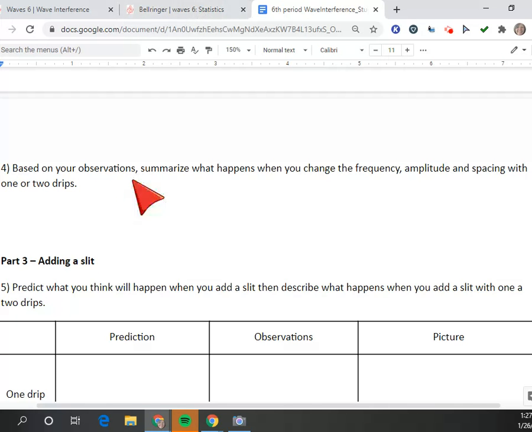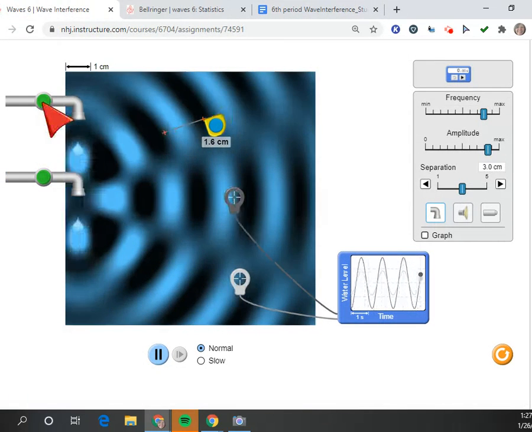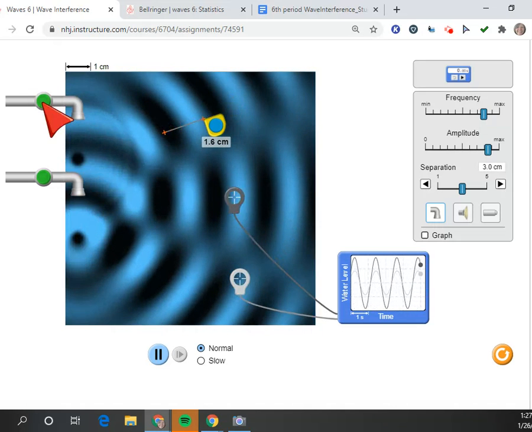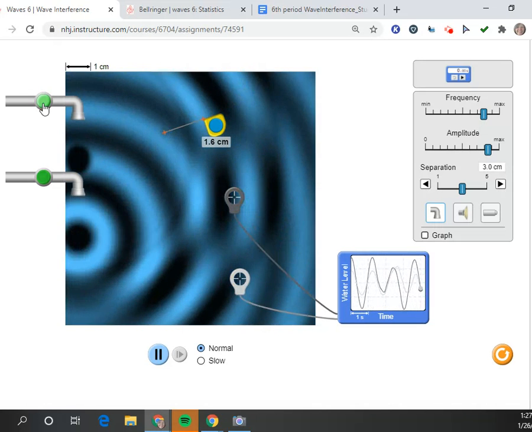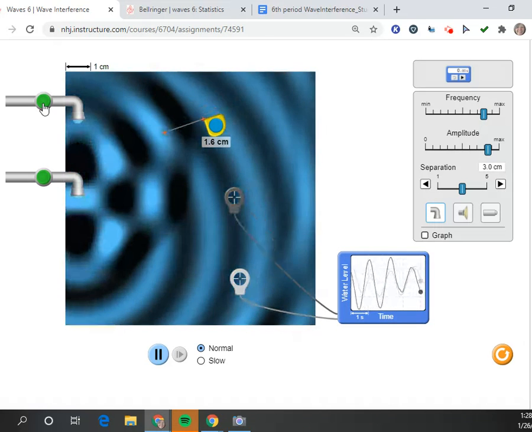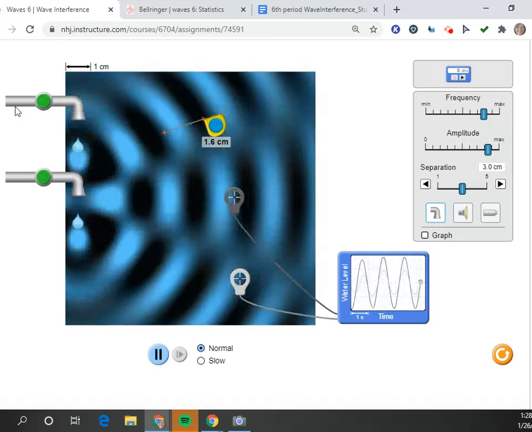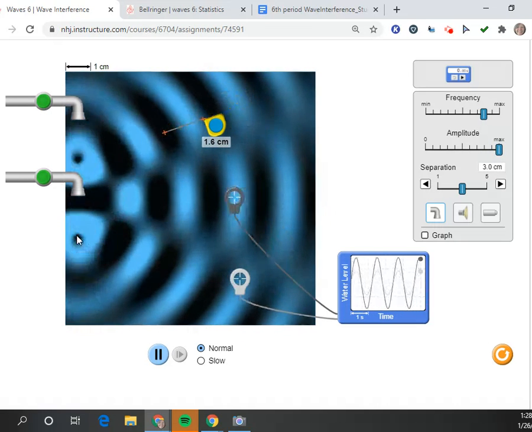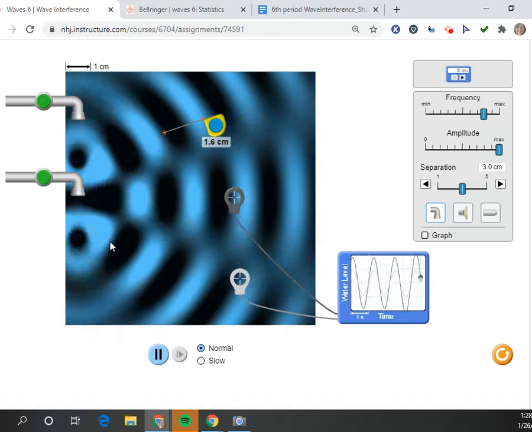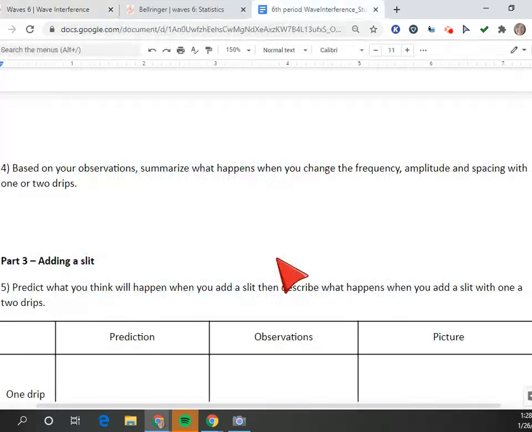Okay, so this is based on your observations. Summarize what happens when you change the frequency, amplitude, and spacing with 1 or 2 drips. We had a bigger amplitude. We had more of a bigger wave, a higher, more discernible difference between the crest and the trough in each part of the wave. All right.